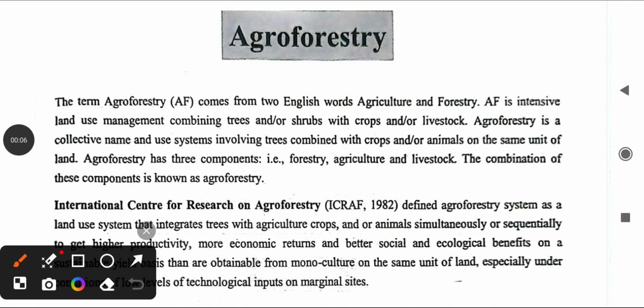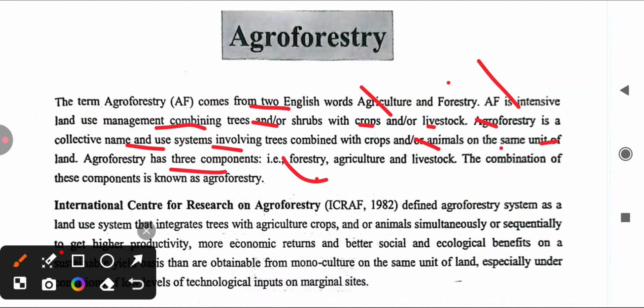The term agroforestry comes from two English words, okay? Agriculture and forestry. Agroforestry is intensive land use management combining tree or shrubs with crop and livestock. Okay, agroforestry is a collective name and a use system involving tree combined with crop and animal on the same unit of land. Agroforestry has three components: forestry, agriculture, and livestock. The combination of these components is known as agroforestry.